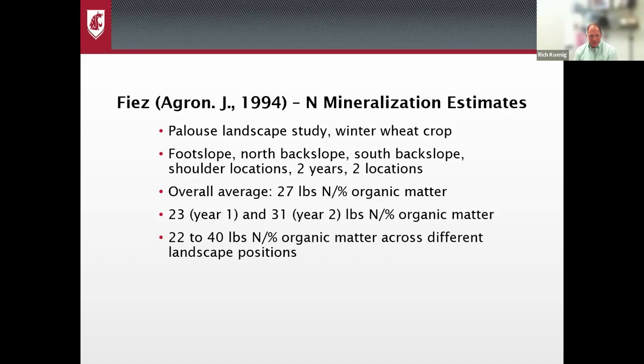And what he found was that the overall average rate of release of nitrogen from organic matter was 27 pounds of N for each percent organic matter in those soils. So that was the average. There was some temporal variability overall, 23 pounds of N per percent organic matter released in year 1 of the study, 31 in year 2. So a little bit of year-to-year variation, which you might expect based on differences in weather patterns from year to year. And then across the landscape, quite a range, from 22 to 40 pounds of N per percent organic matter released in different landscape positions. So there was a landscape effect, or a spatial effect, as well as a temporal effect. So again, expect that there will be some variation from year to year and in different parts of a field or of the landscape in terms of how much nitrogen is released from organic matter as it decomposes.